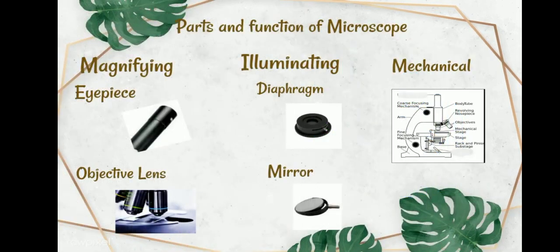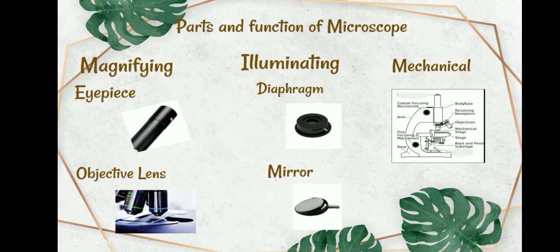The parts of a compound microscope can be divided into three groups: the magnifying, illuminating, and the mechanical parts. The magnifying parts of the microscope include the objective lenses and the eyepiece. And the illuminating parts, which provide and manage the light source in order to clearly see the image of the object, include the diaphragm and the mirror. On the other hand, the mechanical parts provide support and protection to the other parts of the microscope.